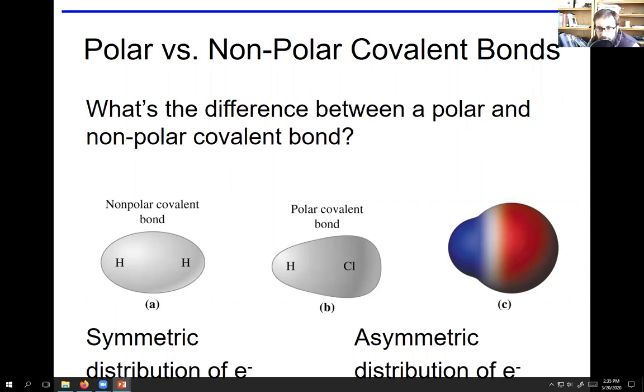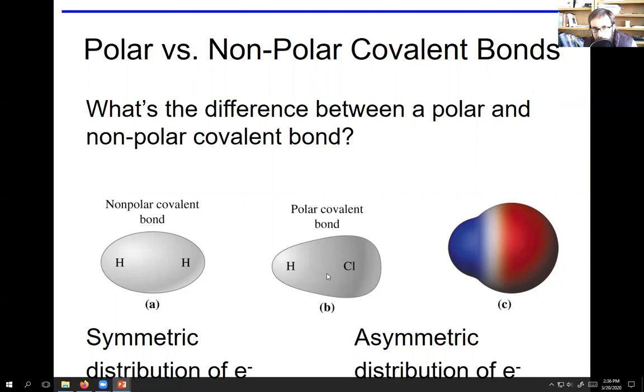And what's the difference? Well, in a non-polar covalent bond, you have symmetric distribution of electrons. Basically, the tug of war amongst the electrons in their orbitals is equal. So hydrogen versus hydrogen, they cancel each other out. They're pulling equally strong. They're sharing those 2 electrons in that bond equally. You could draw it like this.